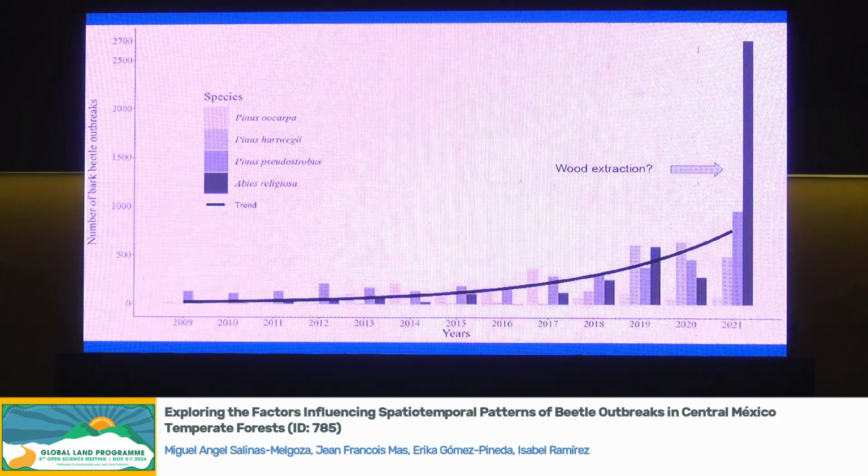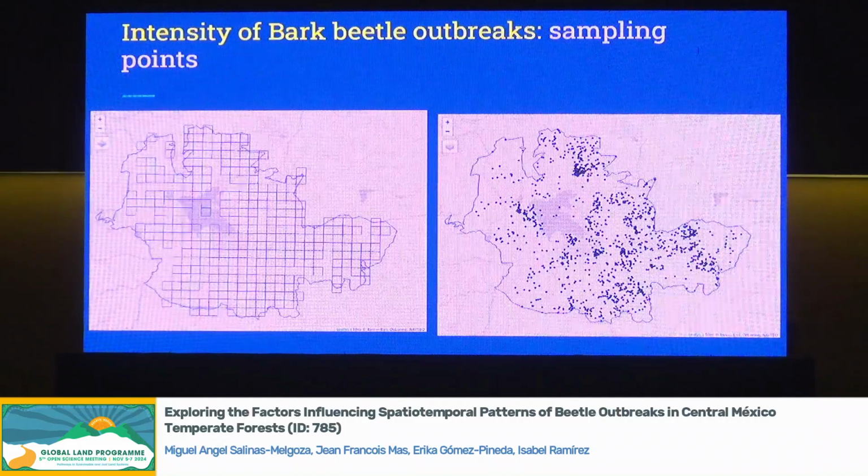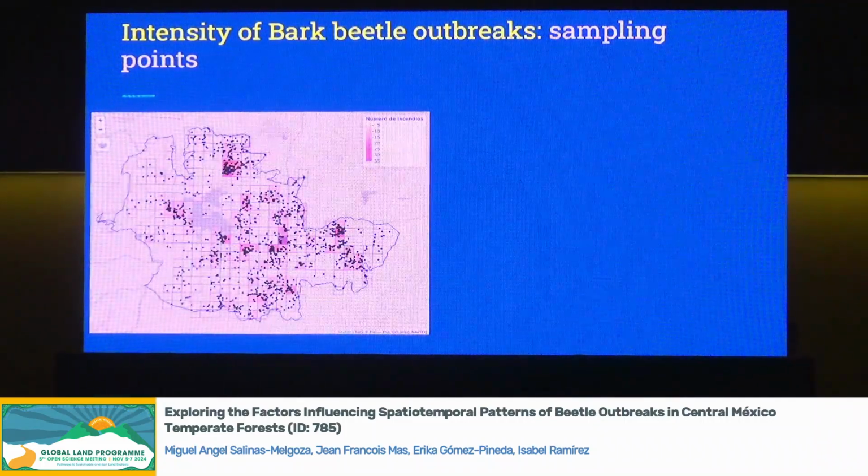There are some ideas that people are trying to move this, they are trying to extract more wood and promote bark beetles in those areas. So we try to obtain the distribution of the density by making a grid.